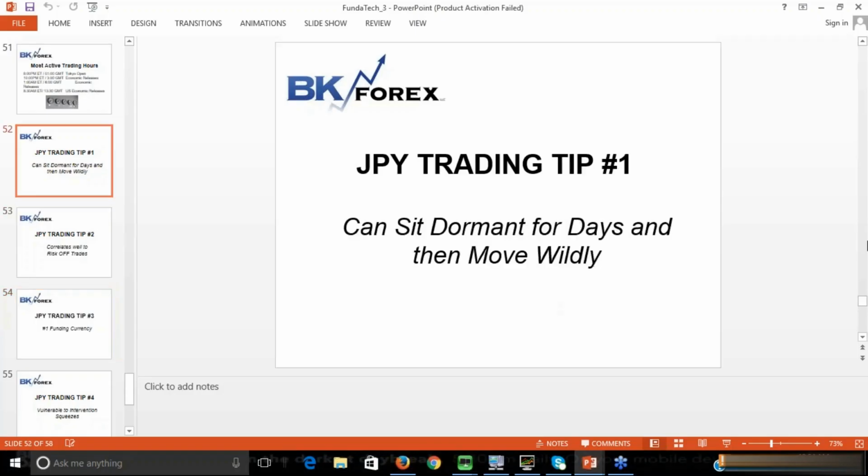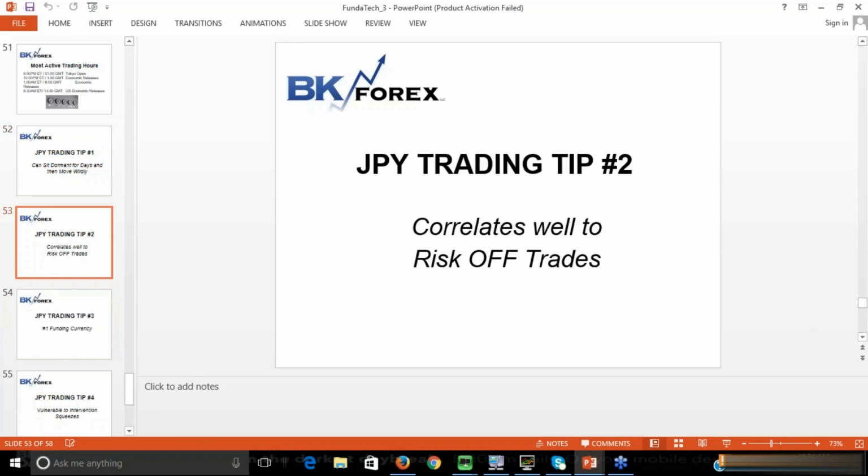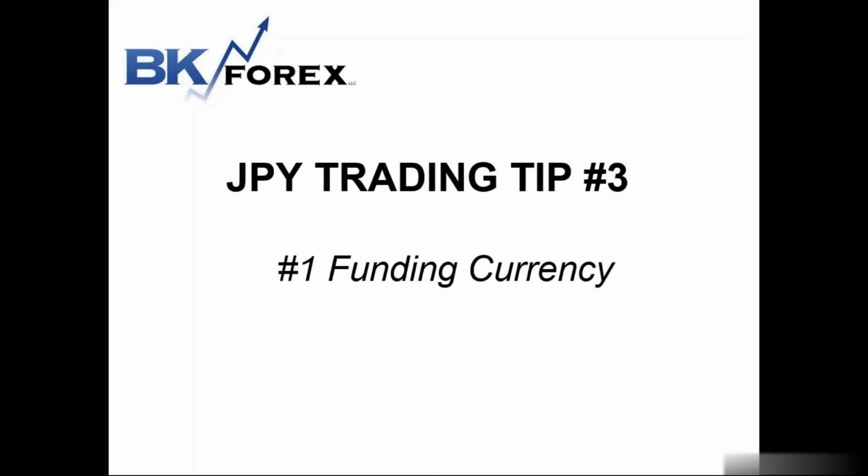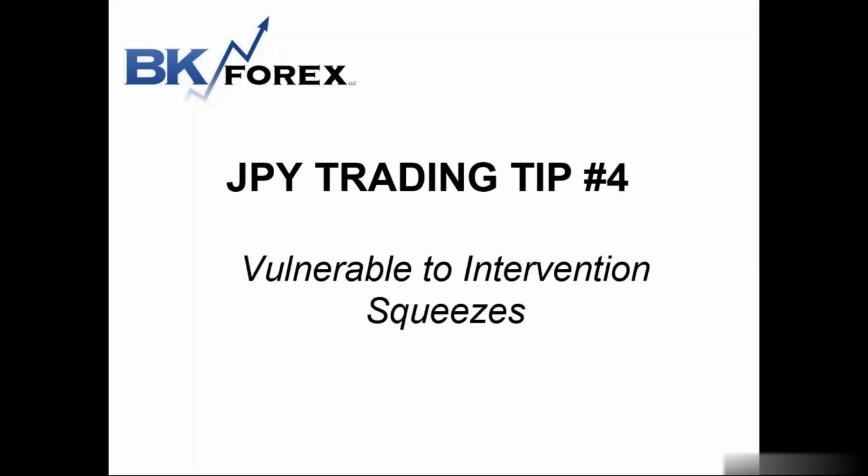So the yen correlates well with risk-off trades, which means that when investors are nervous, they're buying yen and selling everything else: euro, dollar, pound, Aussie, Kiwi. And it's a funding currency, so when investors are optimistic and since it has a low interest rate, what they will oftentimes do is sell the Japanese yen, pay the low interest rate, and buy dollars, euro, pound, Aussies. It's vulnerable to intervention squeezes.